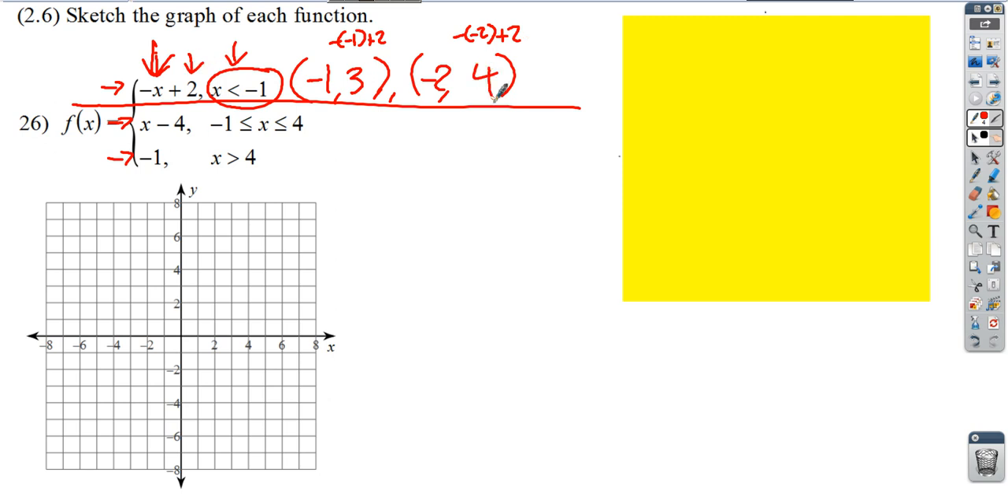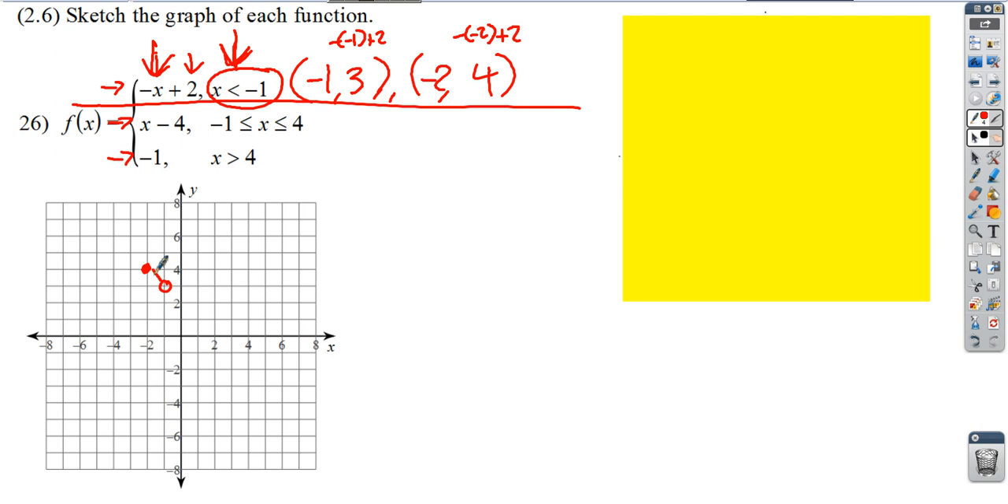So let's graph these 2 points. -2, 4 puts us right here, and -1, 3 puts us right here. Now why did I not shade in that circle, that dot that I just put in? Because this right here says x is less than -1, not less than or equal to, but only less than. So that means there's only one possible way. It never actually equals -1, so we don't need to shade that in.